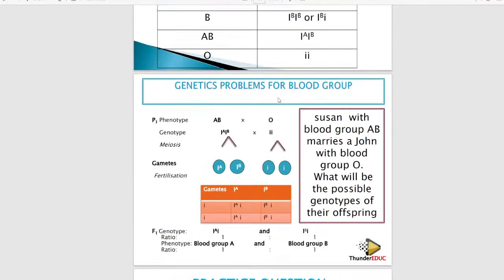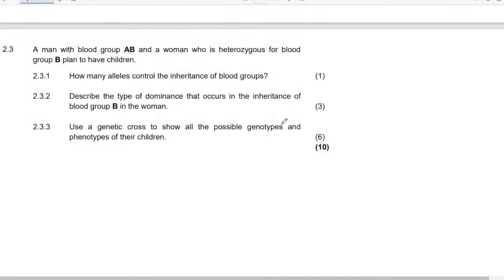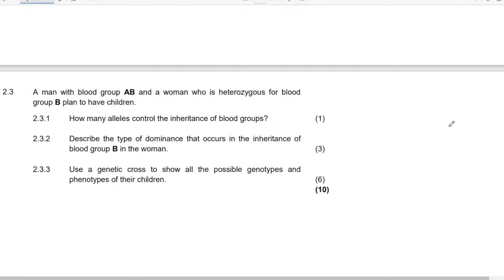I always tell students that before you go to the paper, you must answer these questions, because at least one question will come on blood group. How many alleles? We said there are 3. That is allele for A, allele for B, and then allele for O.